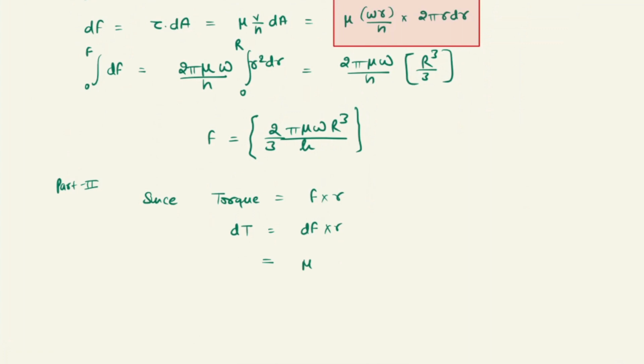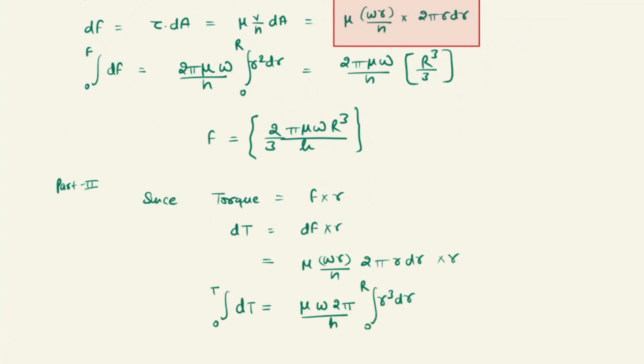mu omega r by h, 2 pi r dr into r. So let's see what we get. Mu omega 2 pi r cube dr by h. This is dT. So we are integrating from r equal to 0 to capital R.